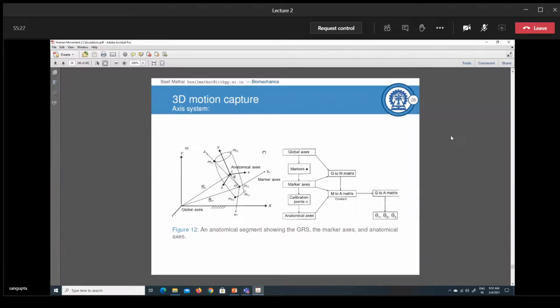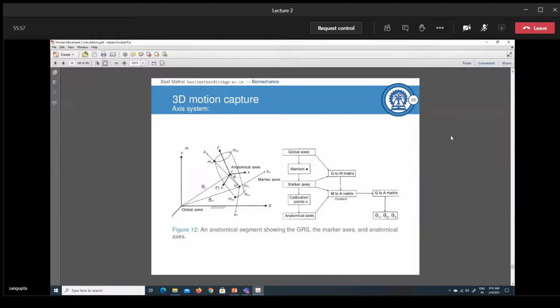in a figure. You have the marker axes, you see here, XM, YM, and ZM, and you have the anatomical axes, which are small x, small y, small z, and these anatomical axes are centered around the CG of the link segment. But everything you have to convert to the global coordinate system, X, Y, Z.